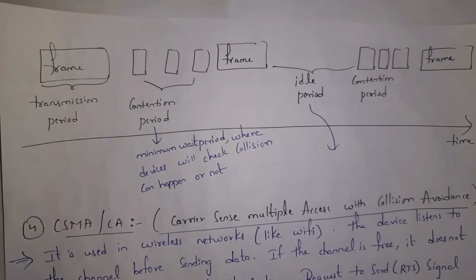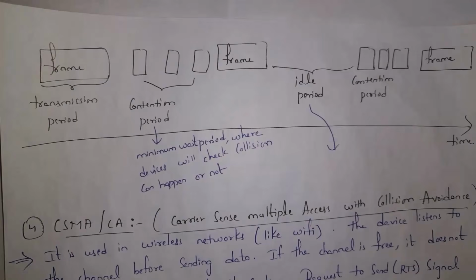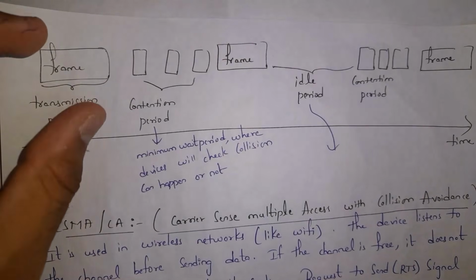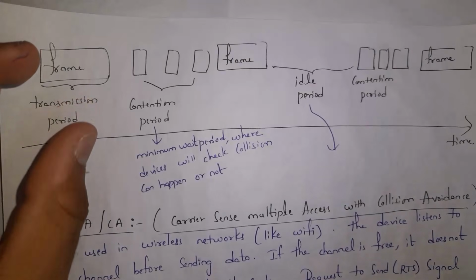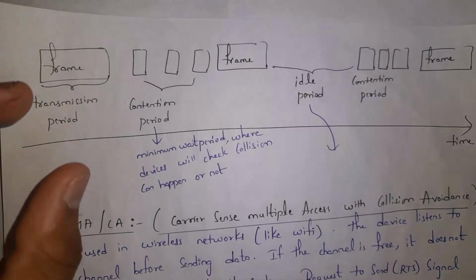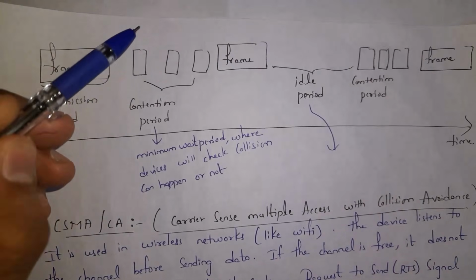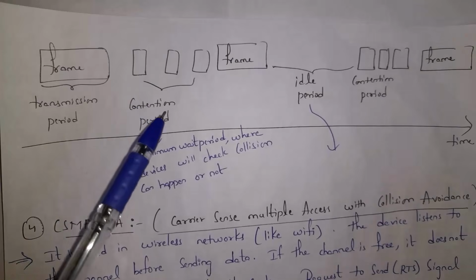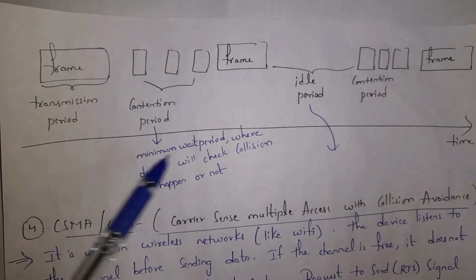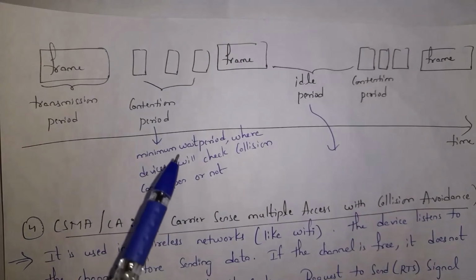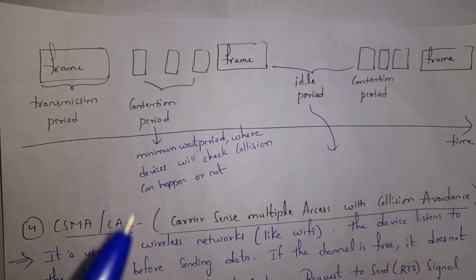For example, this is the communication channel, that is nothing but a single wire. One device is sending one frame at a time. As the device is sending a frame, we call it the transmission period. After sending a frame, the device will not send another frame immediately. It will wait some time before sending the other frame. The device is waiting some time in order to check whether collision will occur or not. This time is known as the contention period. So the contention period is nothing but the minimum waiting time that a particular device will follow in order to check whether collision will occur or not.